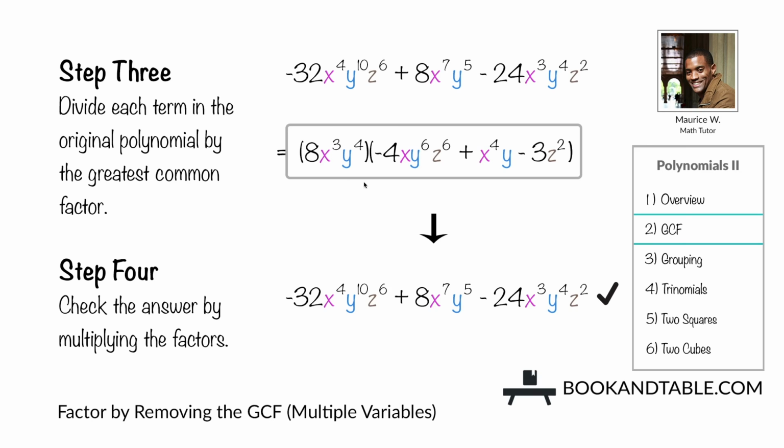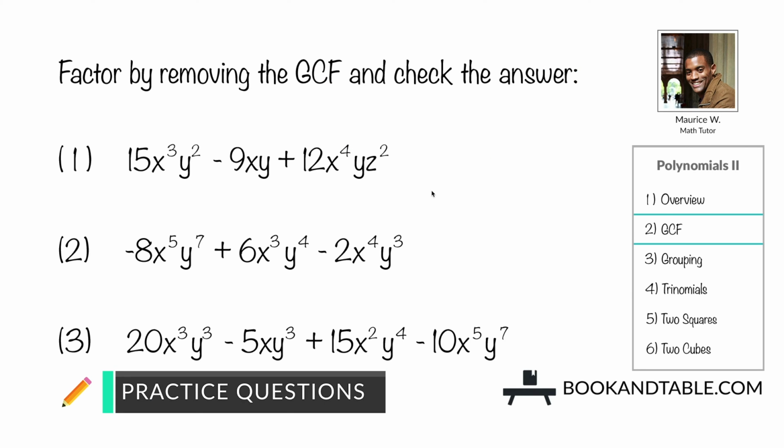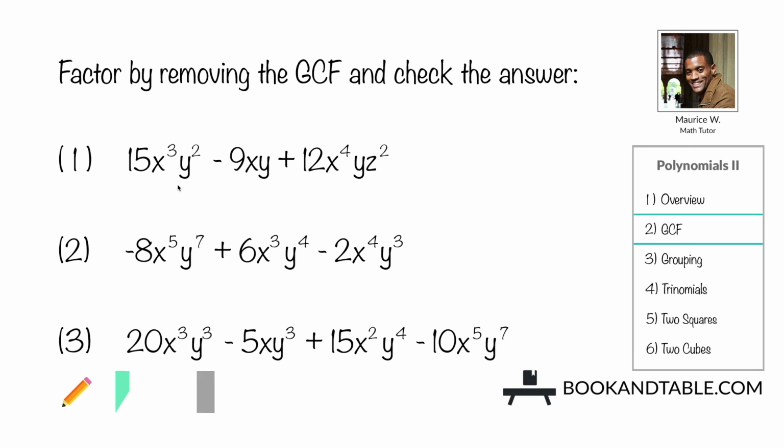So that is how you would go about factoring a polynomial with multiple variables by removing the greatest common factor. Let's now have you try a few practice questions. So factor by removing the greatest common factor.